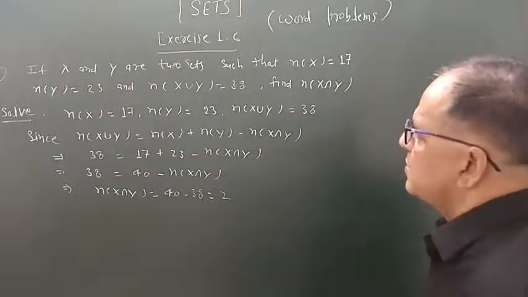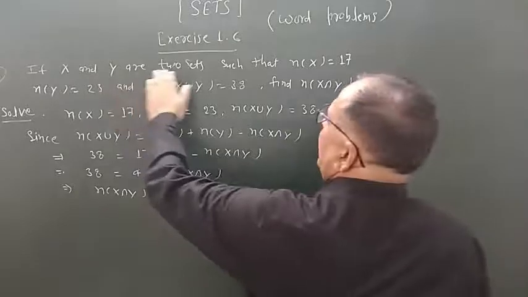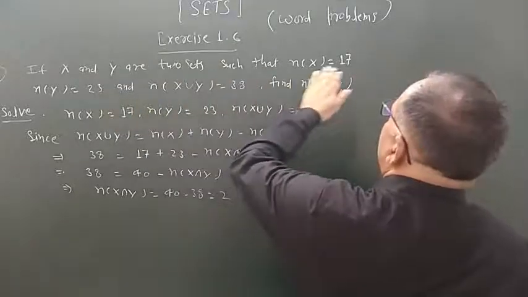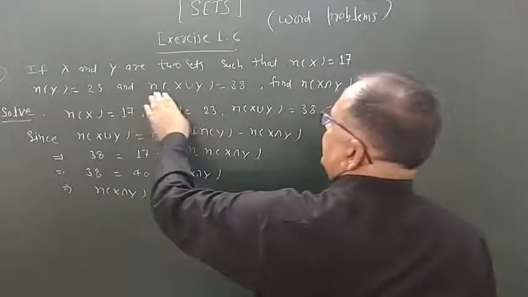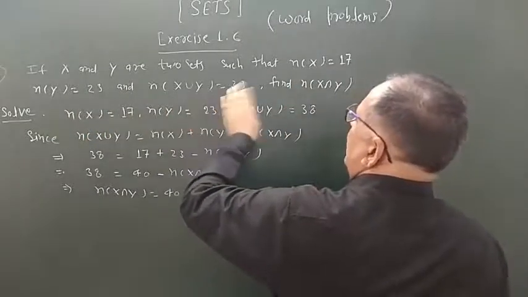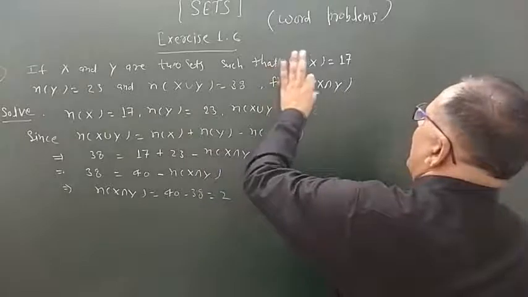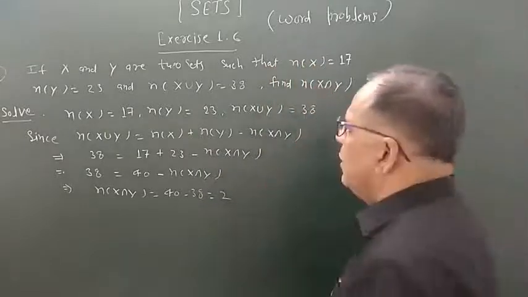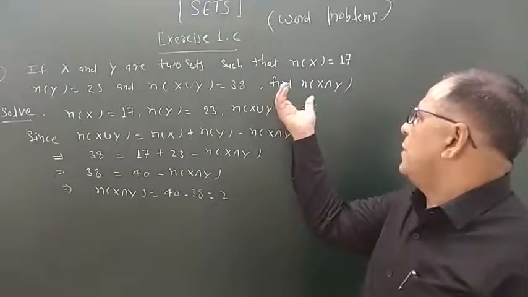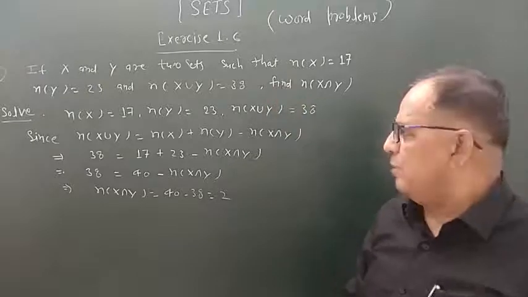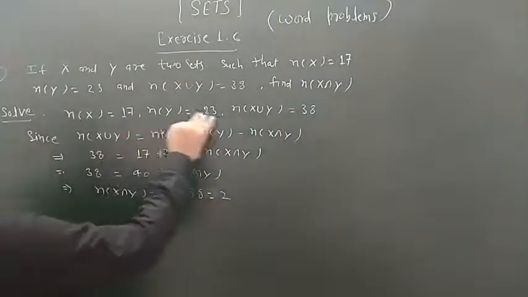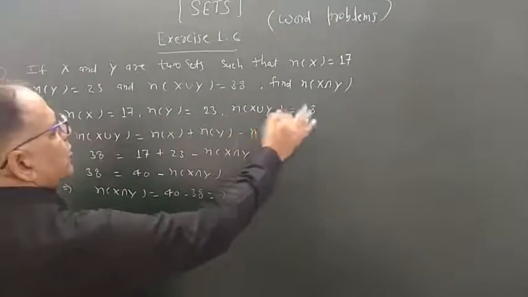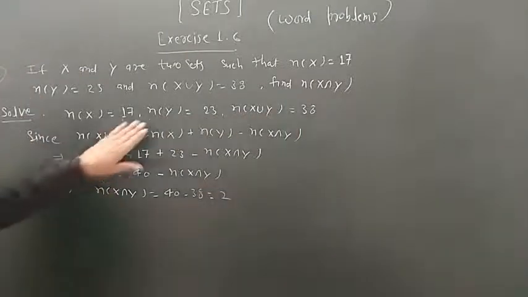The first question is: if X and Y are two sets such that n(X) equals 17, n(Y) equals 23, and n(X union Y) equals 38, find the value of n(X intersection Y). So here we want to find the common elements in X and Y both. Now we have n(X) 17, n(Y) 23, and n(X union Y) equal to 38.